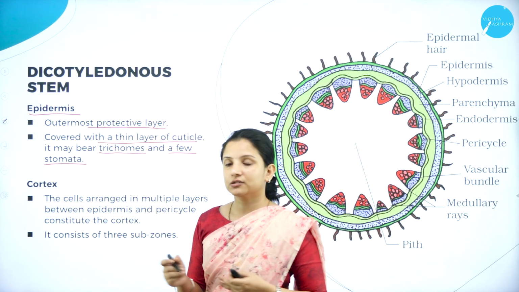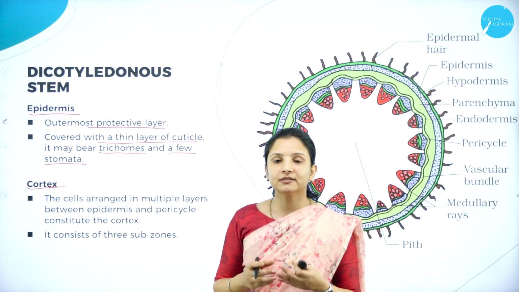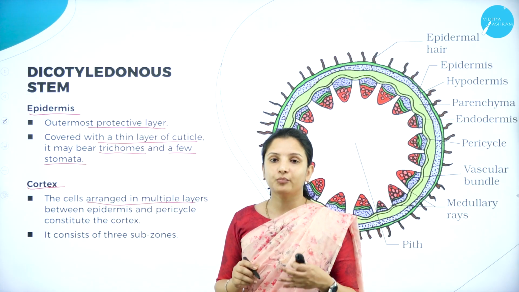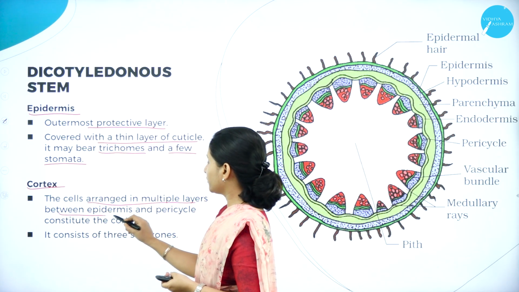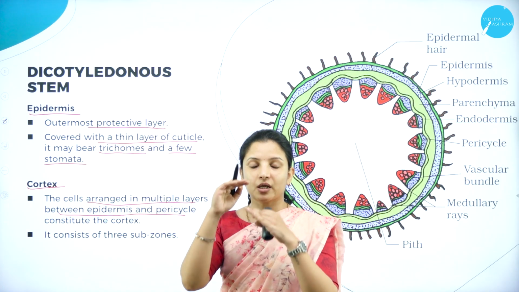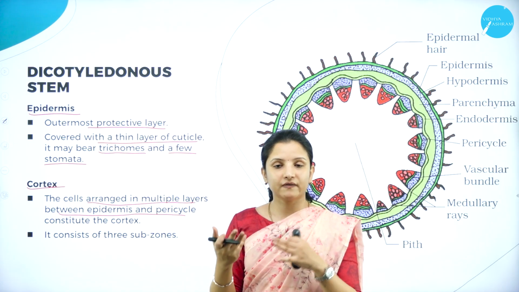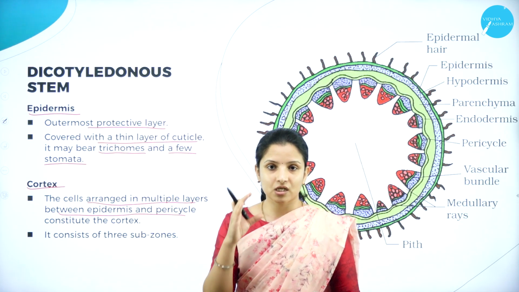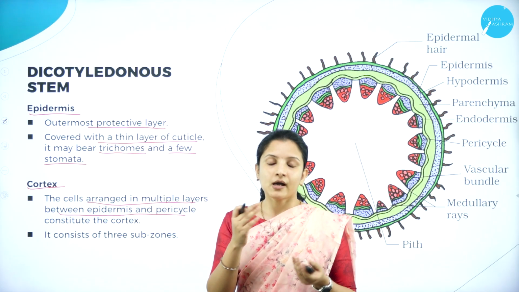So the next part is the cortex. In the cortex, the cells are compactly arranged in multiple layers, made up of more than 2 or 3 layers, and it is present between the epidermis and the pericycle. Those tissues present between the epidermis and the pericycle, as you learnt in your previous session while talking about the dicotyledonous root, I had mentioned there is a region called the cortex, which contains the parenchyma, the sclerenchyma and the collenchyma, right?